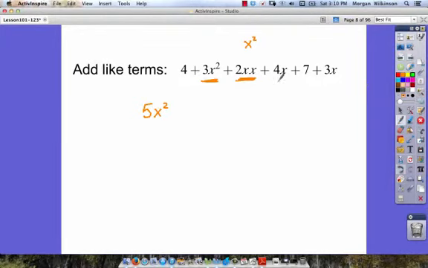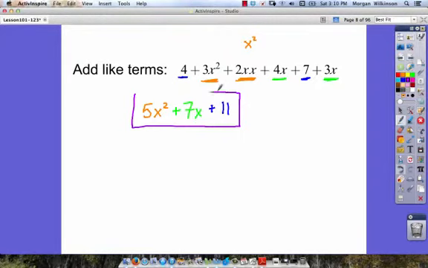Let's use green, and let's look at our x's. We've got 4 x's and 3 x's. That must be a total of 7 x's. So plus 7x. Then we'll look at our constants last. We've got 4 and 7. And 4 plus 7 is 11. So we've got our final answer. Our final answer for this problem, going wild with colors today. If you've got colored pencils, they can be very helpful with problems like this because it can help identify the variables. But again, the answer to this question is 5x squared plus 7x plus 11.